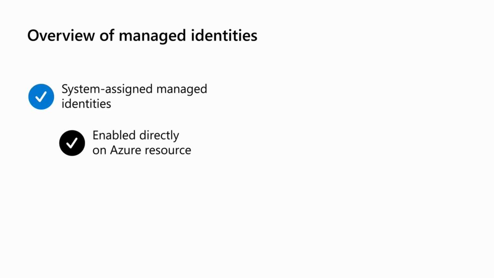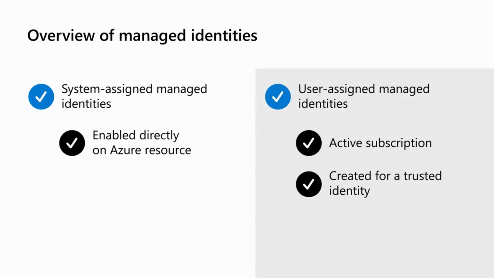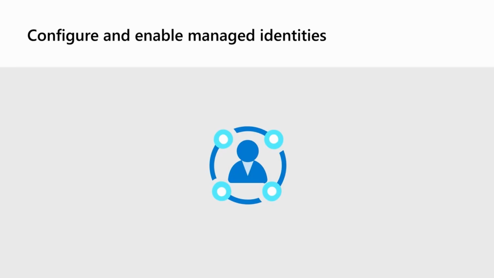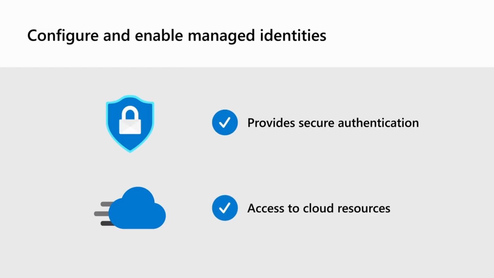Then you explored the concept of managed identities. The system-assigned managed identities are enabled directly on an Azure resource. In contrast, the user-assigned managed identity is created as a standalone Azure resource for a trusted identity and stored in the Azure AD tenant. In configuring and enabling managed identities, you learn to set up and activate a feature that provides secure authentication and access to cloud resources without explicit credentials. Then you reinforce this theoretical understanding by taking a hands-on exercise.